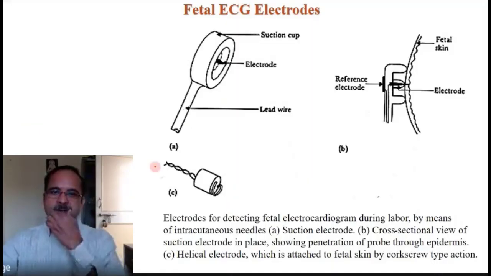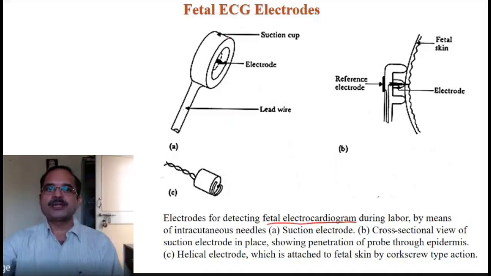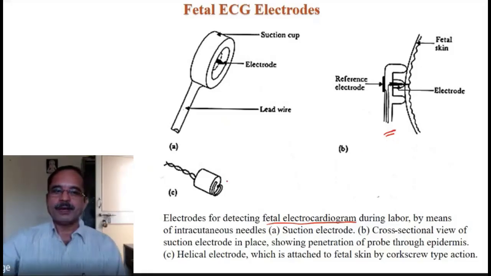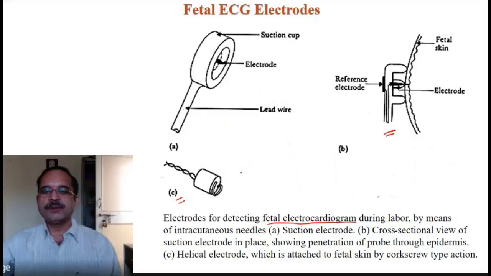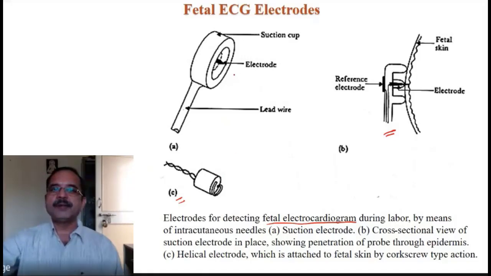Then fetal ECG electrodes. For measurement of fetal ECG, these types of electrodes are used. There is a suction cup here, an electrode and a lead wire. Part B shows the cross section of this. And figure C shows the helical electrode, which is attached to fetal skin by a corkscrew type of action. So these are the fetal electrodes.